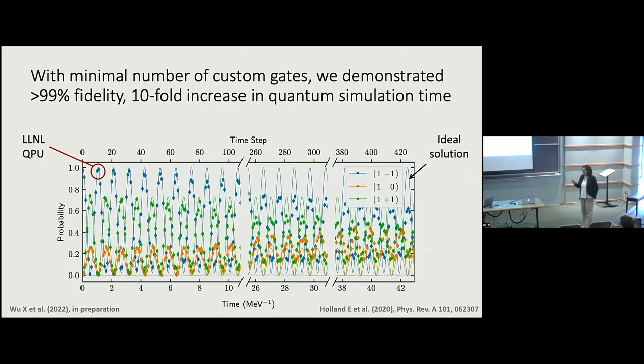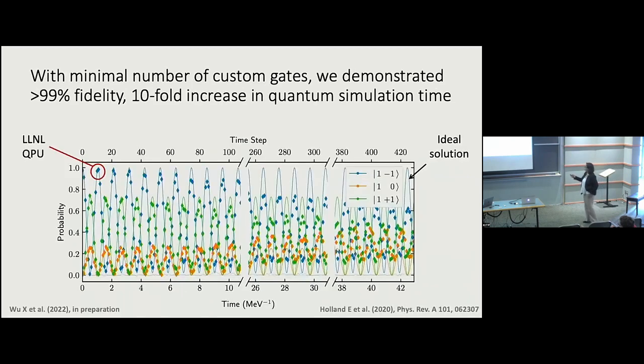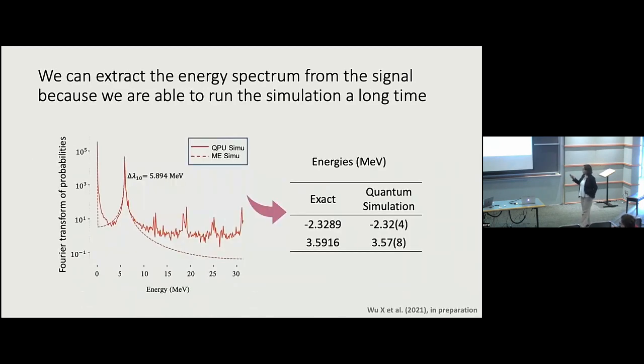And more interesting than that is that we took, oh, sorry, I forgot to mention, what is shown here are the occupation probabilities of the qubits as time goes. And so now we can take the Fourier transform of that signal, and then we can even extract the eigenvalues of our simulation. And this is something that you could not do if you are not able to make it propagate for a long time.